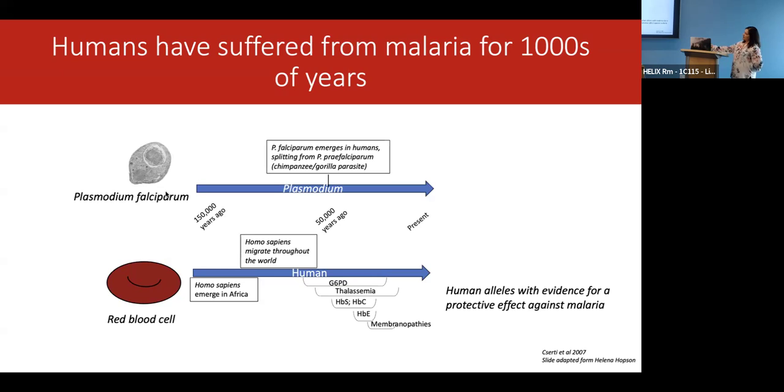This is kind of around or a bit after the time when Homo sapiens migrated and spread throughout the world. And another reason we think that people have suffered from malaria for a long time is because we see that evidence in our genome. We see human alleles that seem to be maintained because they have a protective effect against malaria.